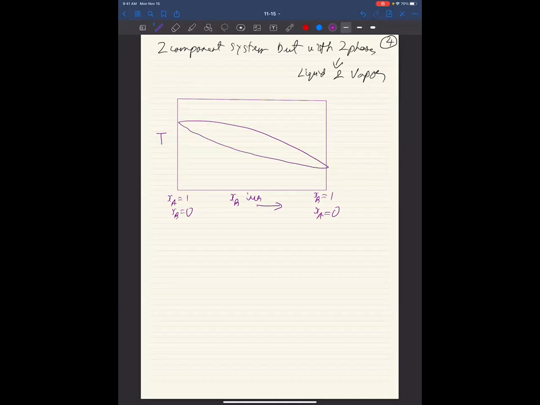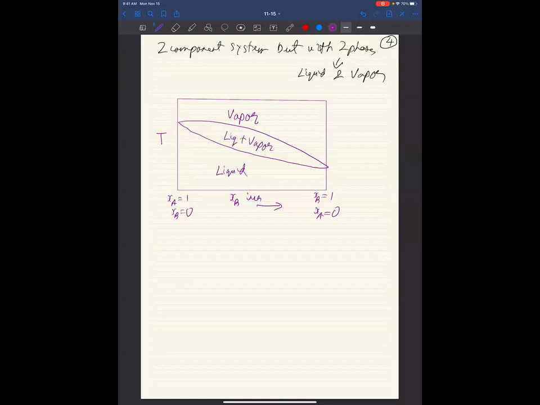This over here will be liquid. This over here will be vapor. This is not, and what will happen in the middle? Liquid plus vapor, a two-phase system in the composition phase.